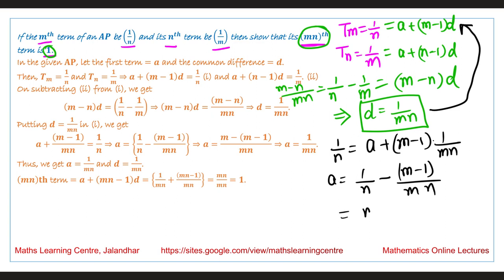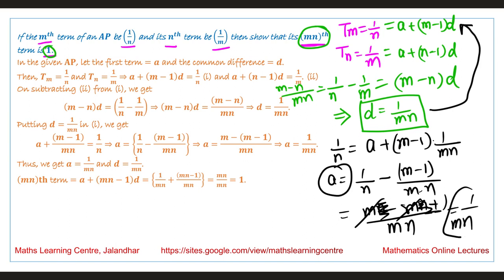So this is equal to mn minus mn plus 1 by mn. This value will be equal to this, it is n over here, and this value will be m over here. So these m and m get cancelled, and what we get is 1 by mn. So we are getting the value of a is 1 by mn. We have obtained a is 1 by mn, and the value of d is 1 by mn.